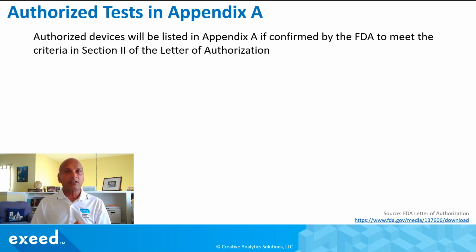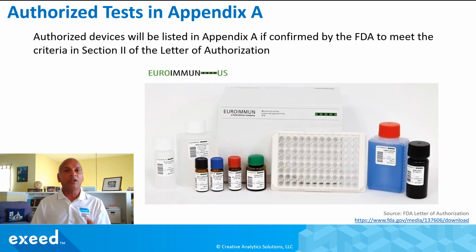FDA is going to publish all the tests authorized under this program in Appendix A, and that will be on FDA's Emergency Use Authorizations website. You can find that on Google. So far, only one test has been authorized, as I mentioned before. It's from Euroimmun US, and it uses the ELISA technique. It is a fairly good test, and I have covered its performance requirements in another video that you can find on my YouTube channel.